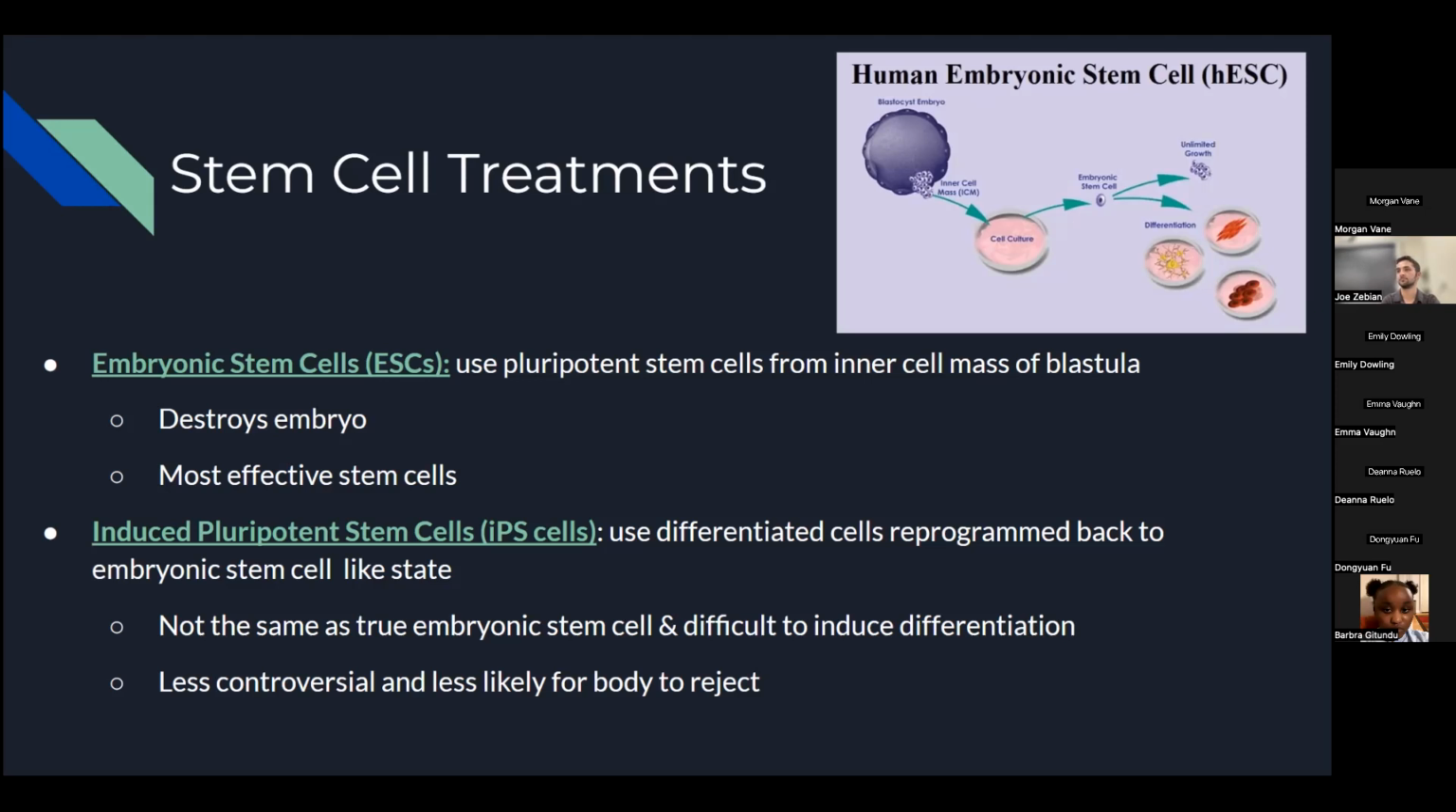And then the other one we've talked about are iPS cells, or induced pluripotent stem cells, which use differentiated cells that are reprogrammed back to the embryonic stem cell-like state. So they're kind of put back to pluripotent. It's not the same as true ESC cells because it's difficult to induce this differentiation and it can lead to more cancer. They just might not work as well, and they're less controversial, but the body is less likely to reject them because, again, you're taking it from your own body and not an embryo that's not yours.